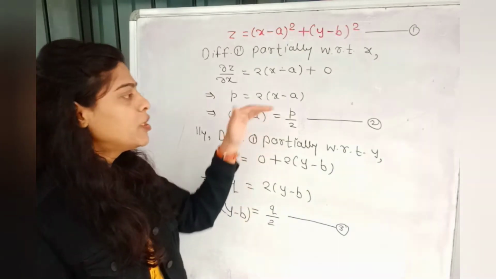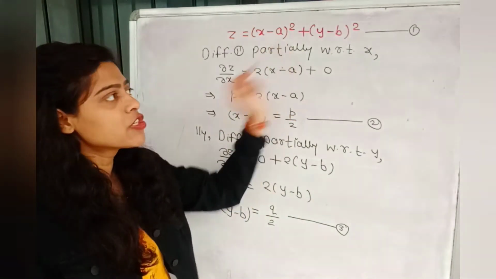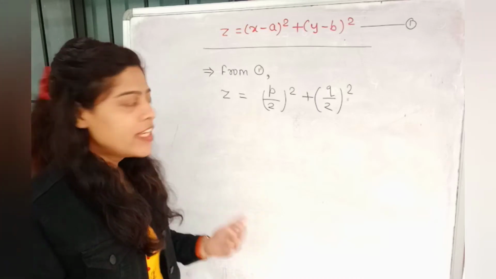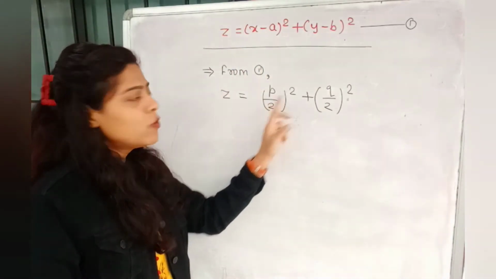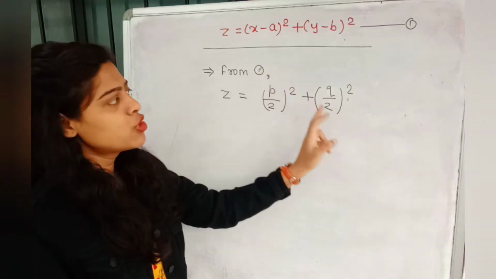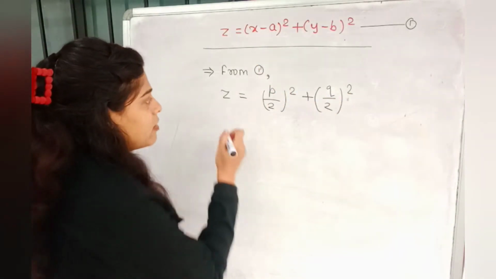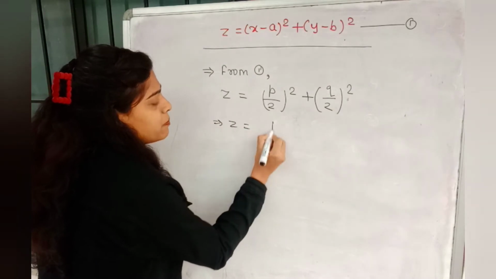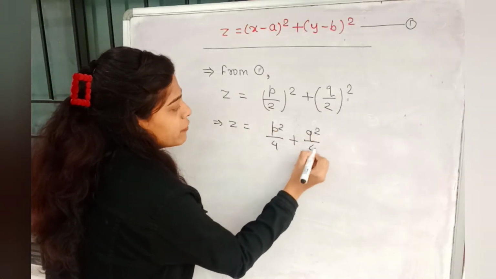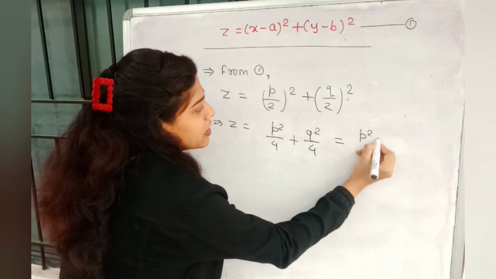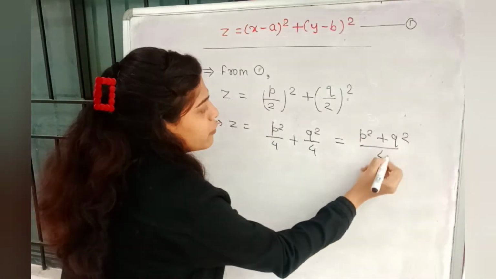Now we put equation 2 and equation 3 in equation 1. We have z is equal to (p by 2) squared plus (q by 2) squared. That implies z is equal to p squared divided by 4 plus q squared divided by 4, which is equal to (p squared plus q squared) divided by 4.